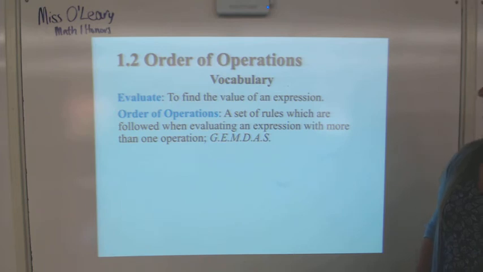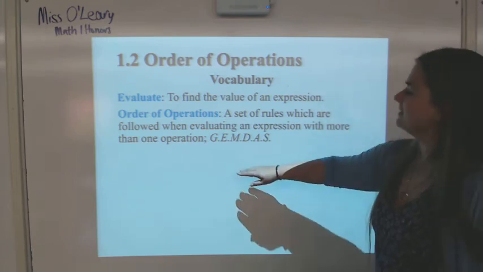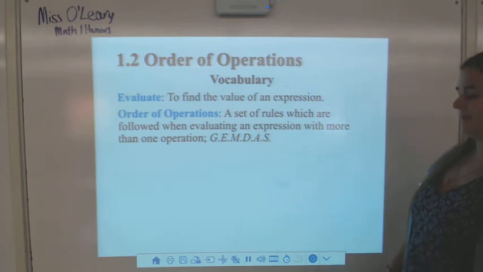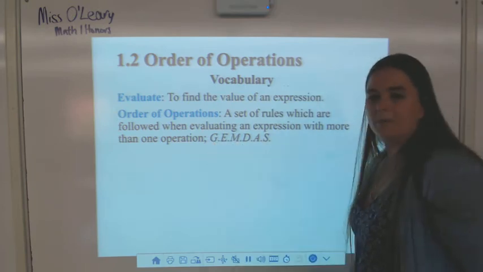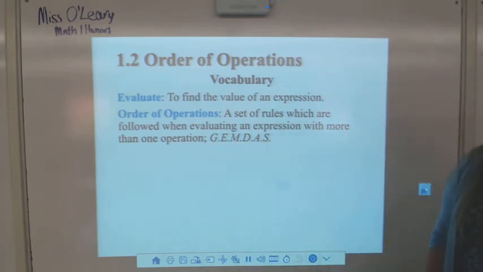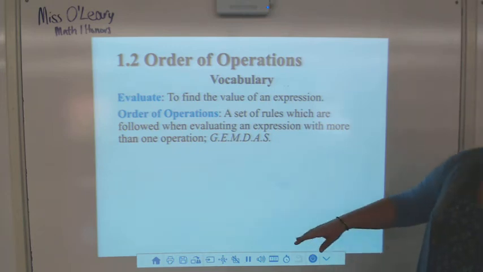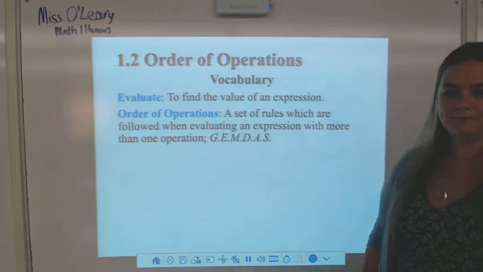Order of operations, my next term here. The order of operations is a set of rules which are followed when evaluating an expression with more than one operation. An easy way to remember this is the acronym GEMDAS. Now, many of you know PEMDAS, where instead of the G there, you have a P. We'll talk about that in a minute. Either way is correct, but I like to use a G, and you'll see why on the next slide here.